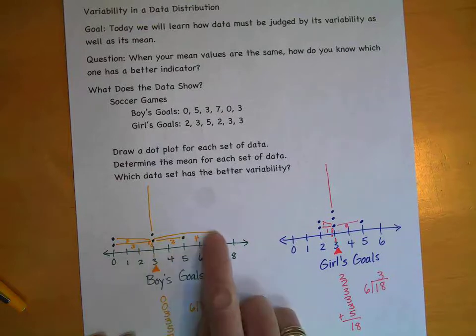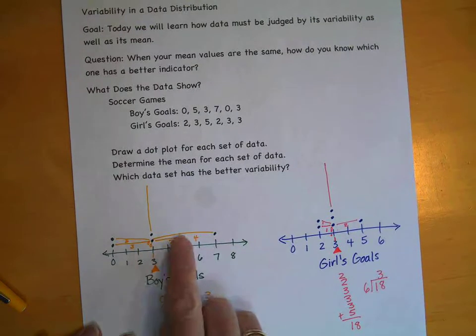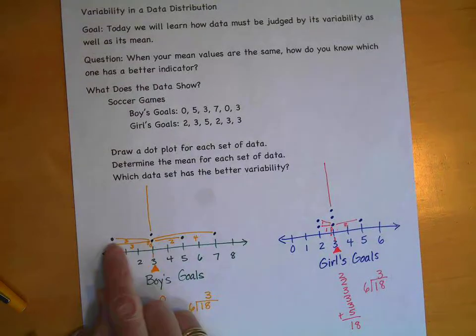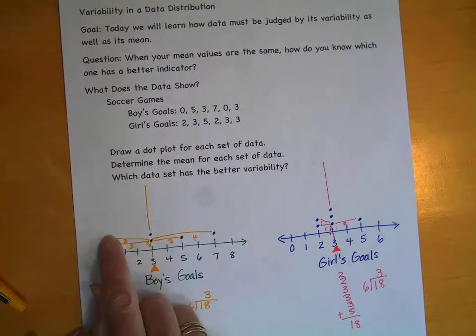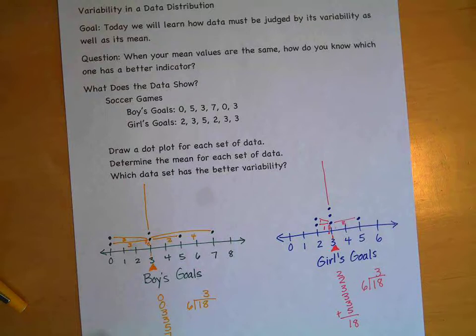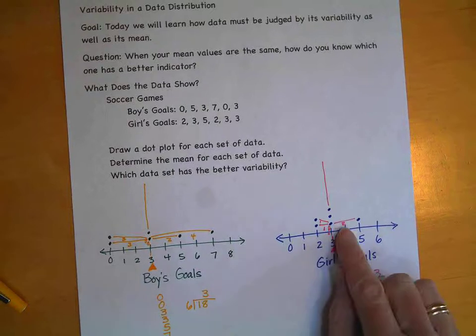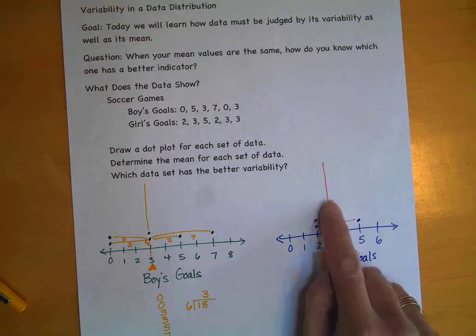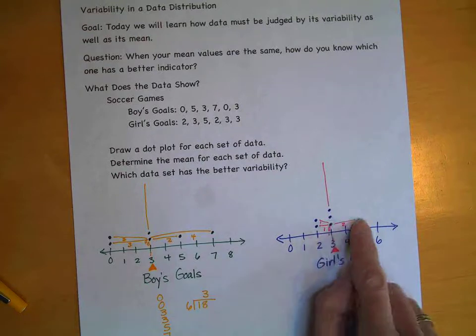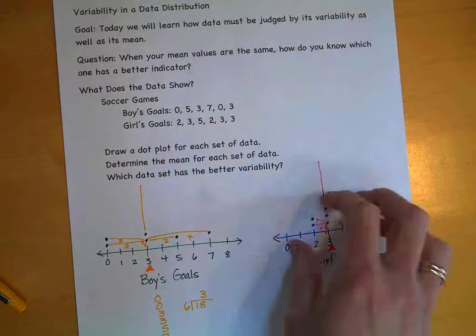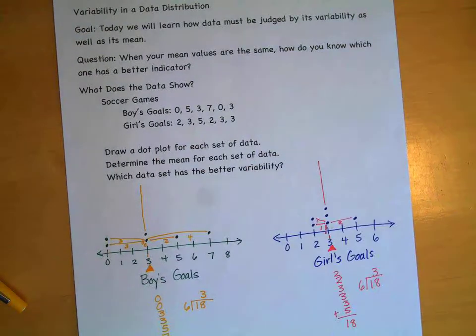So look at this. We went all the way over to here, all the way over to here, stayed clumped on top of each other here, and pretty far over here and pretty far over here. So those, to me, if you're looking just at the dot plot, those dots are spread out pretty far. Now let's look at this one. They only went 1 to get here, 1 to here, clumped on top of each other here, and only 2 here. So these, in the girls' goals, look like they're clumped closer together.